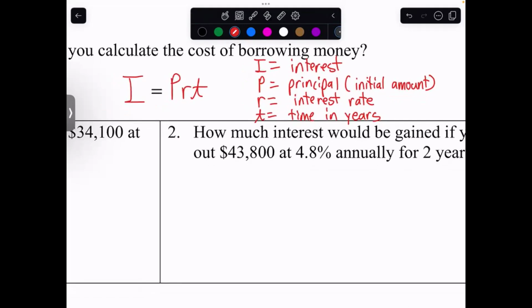So interest can be both to your benefit and to your detriment. If you deposit money in a bank, they'll likely offer you interest. You gain money. But when you borrow money, they charge you interest. You have to pay extra when you pay it back.